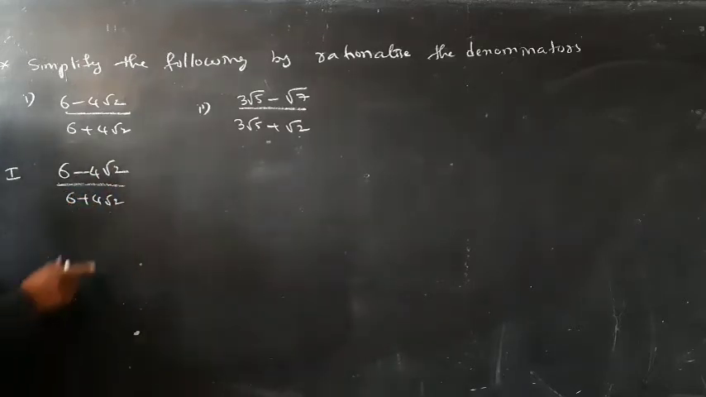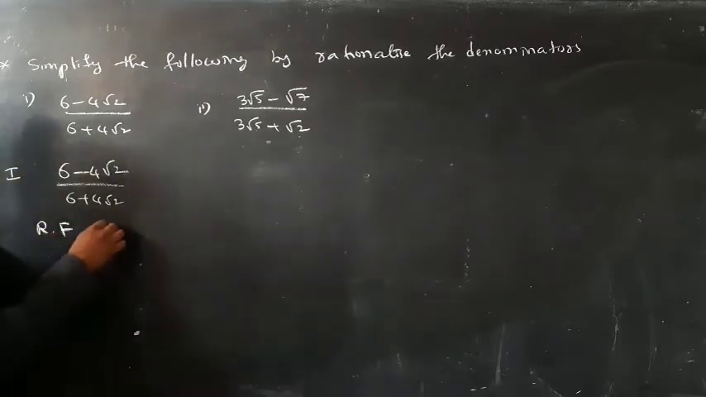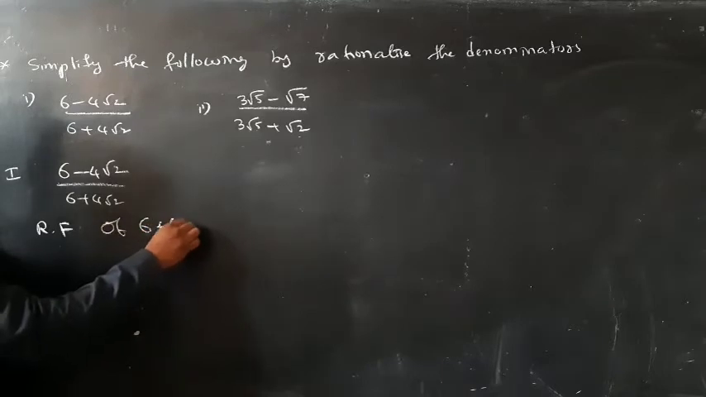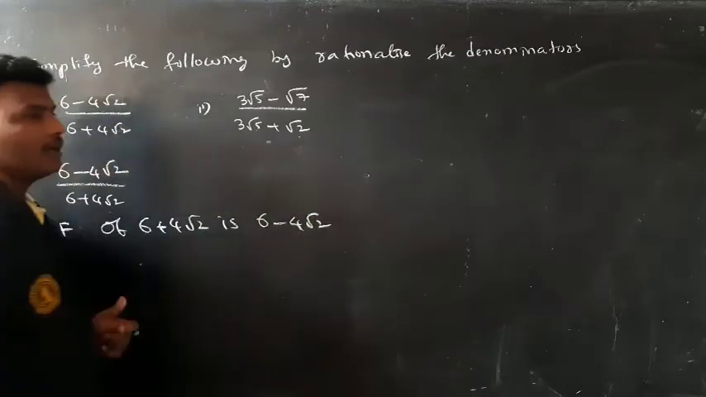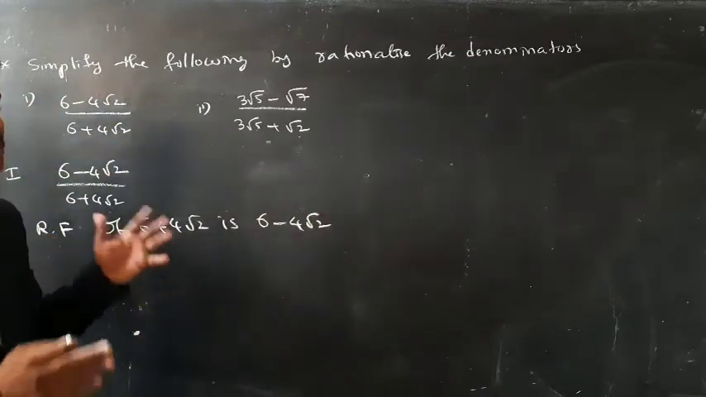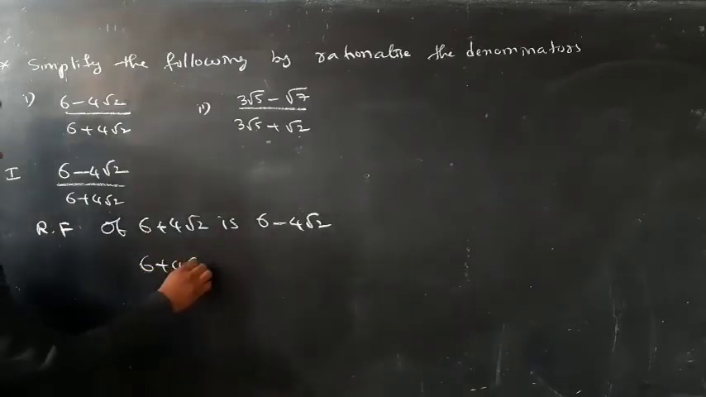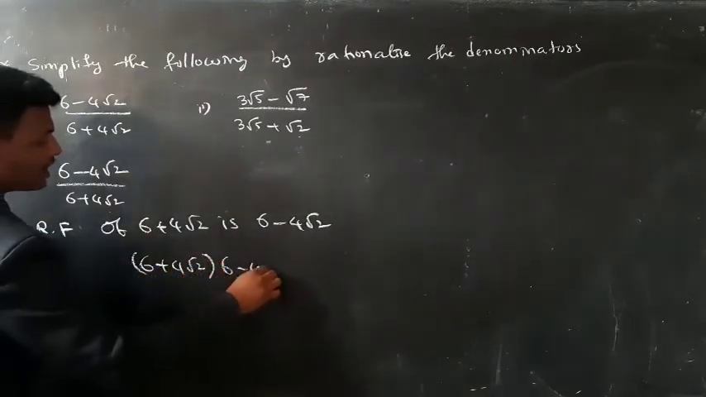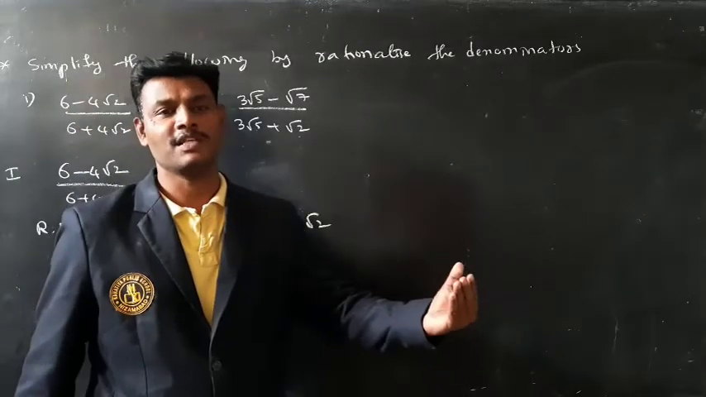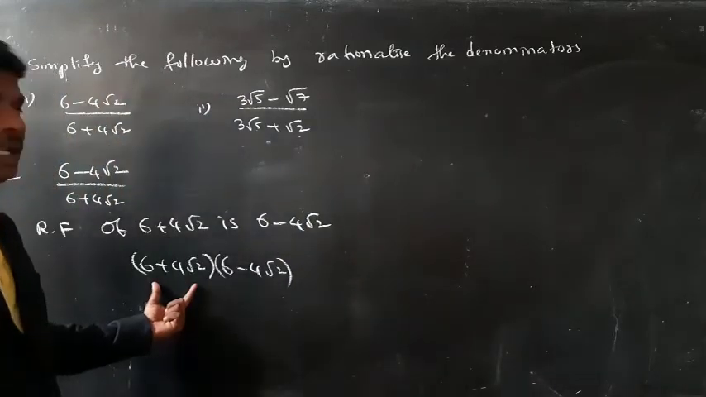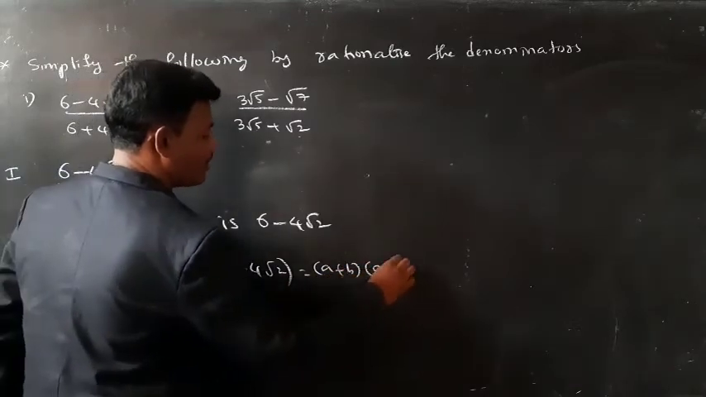Here what is the denominator? 6 plus 4 root 2. The rationalizing factor of 6 plus 4 root 2 is 6 minus 4 root 2. Then I am multiplying 6 plus 4 root 2 and 6 minus 4 root 2. Now it is looking like a plus b into a minus b.